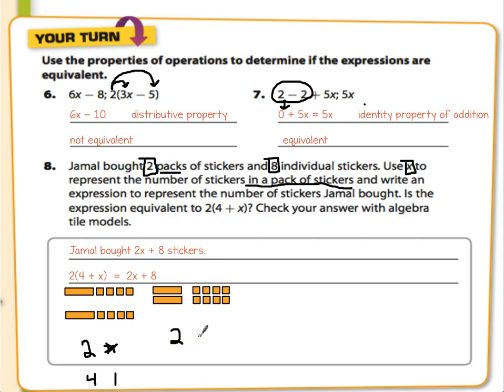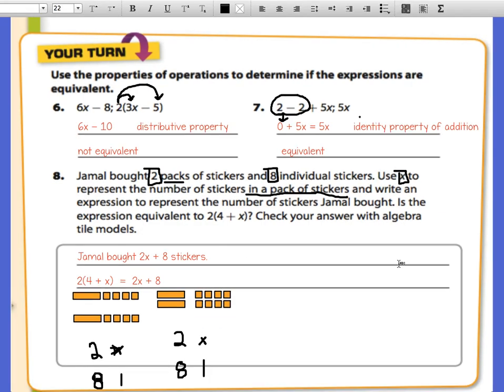Here I have 2x plus 8. So again, I have 2x tiles. And I'm sorry, this isn't 4 1 tiles. This is actually 4 1 tiles here and 4 1 tiles here. So I actually have 8 1 tiles. And then over here, I have 8 1 tiles. So this model shows me that yes, these two expressions are equivalent.